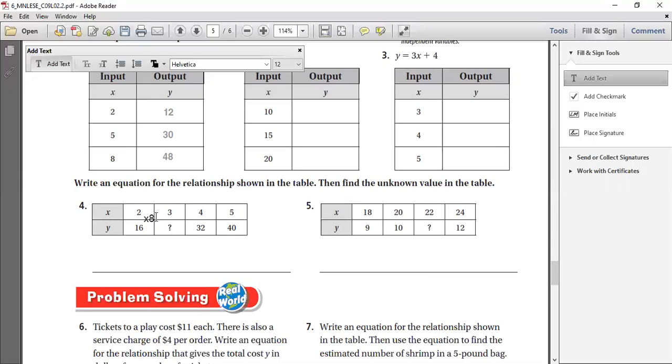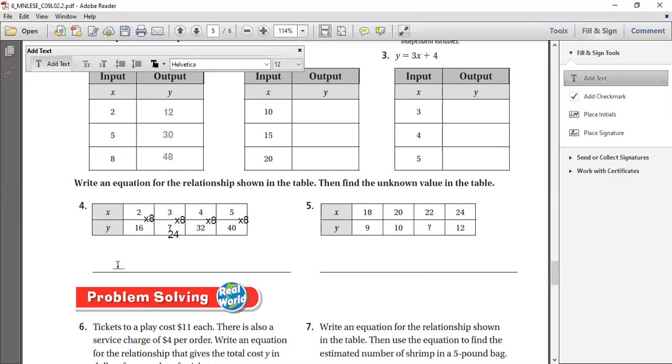Now if this was multiplied by 8, the remaining needs to be multiplied by 8 too. Does 4 multiplied by 8 give you 32? Yes. Does 5 multiplied by 8 give you 40? Yes, it does. So the rule for this table is multiply by 8. So how will you find the answer here for the unknown number? Multiply 3 by 8, which means your answer is going to be 24 here.